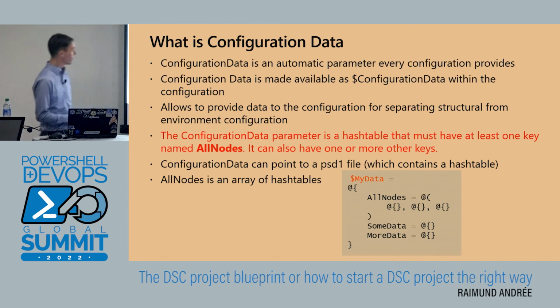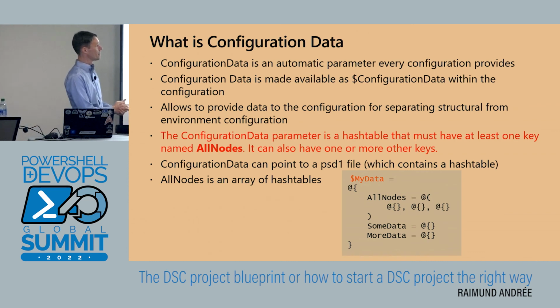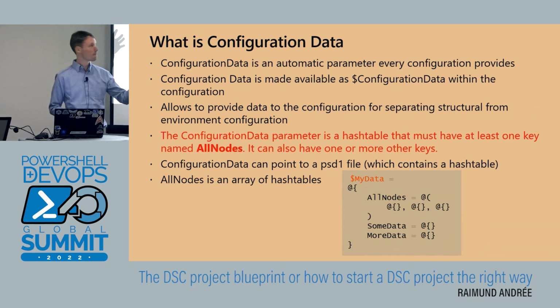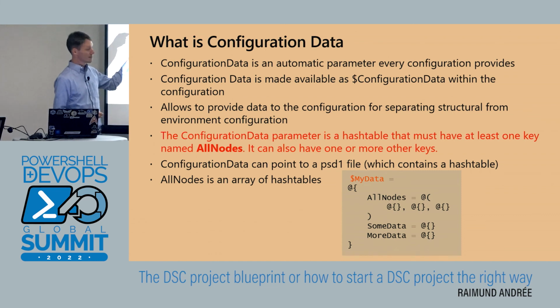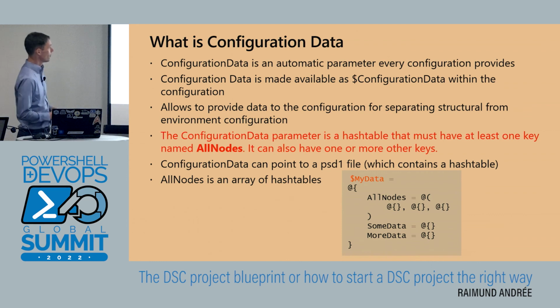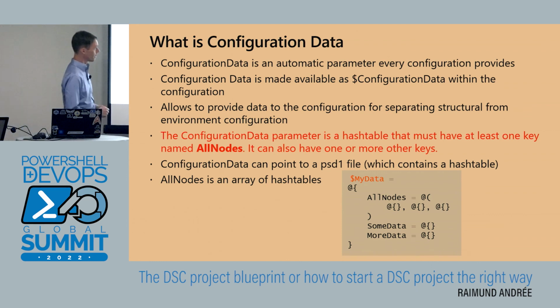Yeah, so configuration data. What is it? Configuration data is an automatic parameter that we can use to inject data into our configuration. And the data is made available as the configuration data variable. We will see in a minute what that means and how DSC is picking up this information. And it allows to provide data to the configuration, and is the key for separating the configuration and the configuration data.